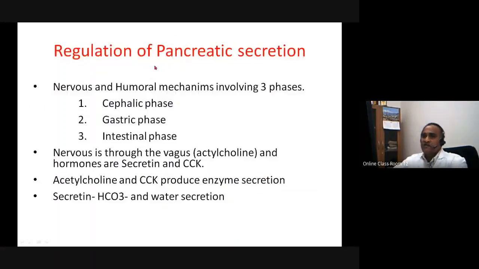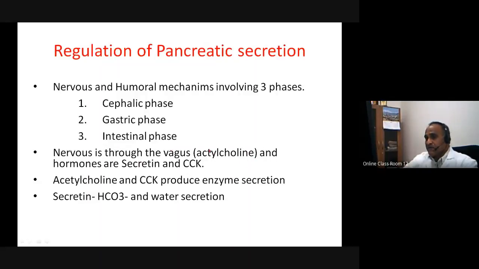Now, coming back, what are the various factors that regulate the pancreatic secretion? It is controlled by both the nervous and hormonal factors. So these nervous and hormonal factors are involved with three different phases, as we have seen with the gastric secretion: the cephalic phase, gastric phase, and intestinal phase. So the nervous mechanism is through the vagus. The vagus supplies the gland, and the vagus releases acetylcholine. It is through this acetylcholinergic action, through the M2 receptor, that it increases the synthesis and also enhances the release of the zymogen granules.